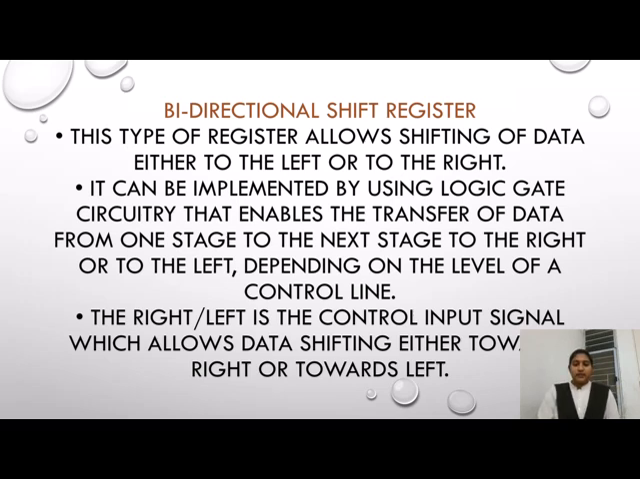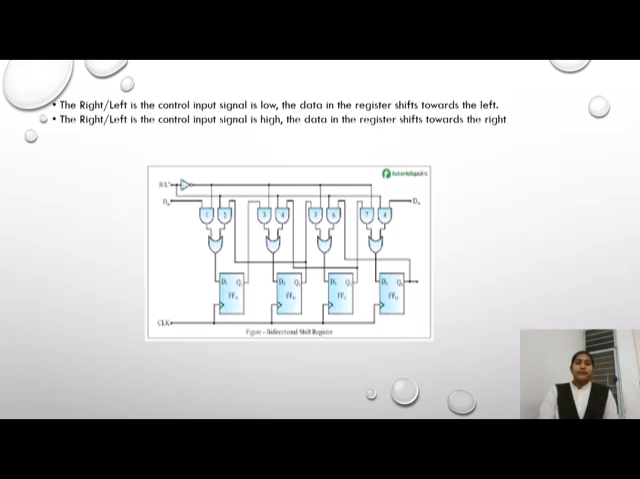We make the logic gate circuitry based on the clock input that enables the transfer of data from one stage to the next stage, to the right or left, depending on the level of a control line. Here, the left or right is the control input signal, which allows data shifting either left or right. If the control input signal is low, the data in the register shifts towards the left. If the control input signal is high, the data in the register shifts towards the right.